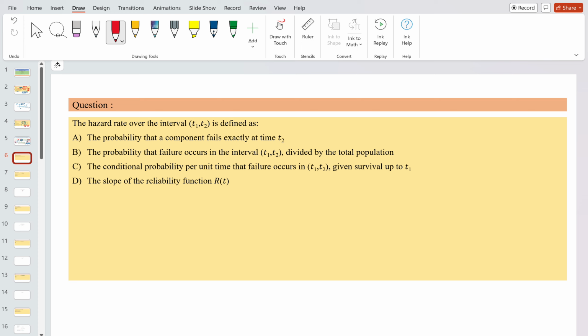So this is one terminology, the hazard rate. You have to find out what is actually the hazard rate in between the time t1 and t2. If you already know, just give me the answer. If you don't know, I will explain that.